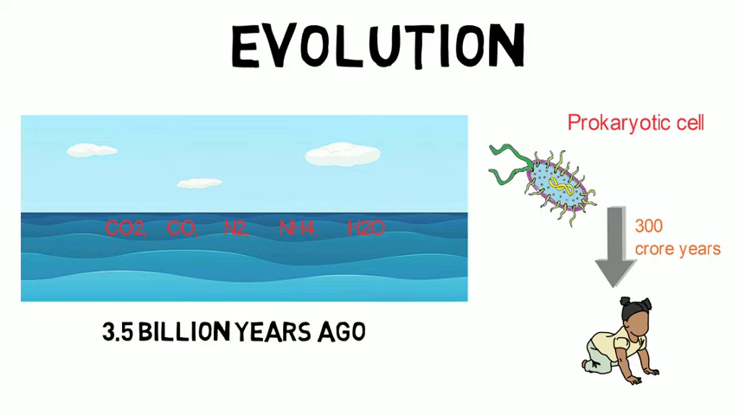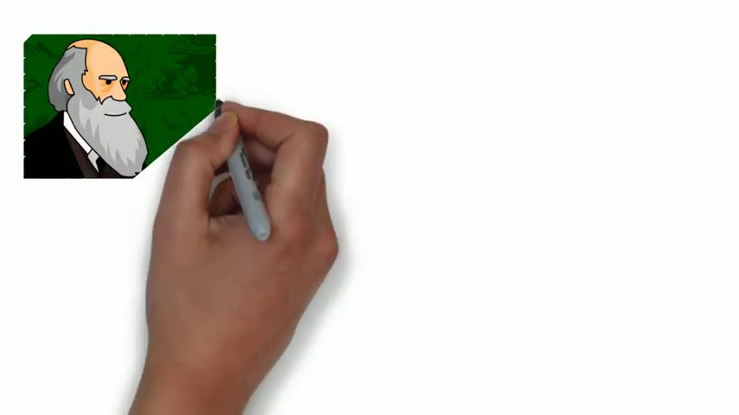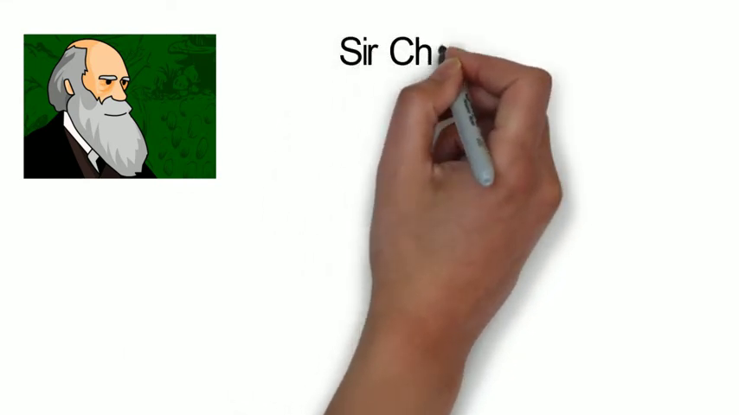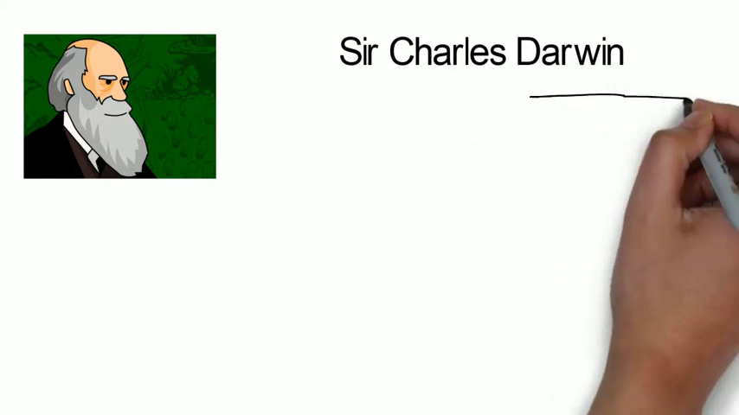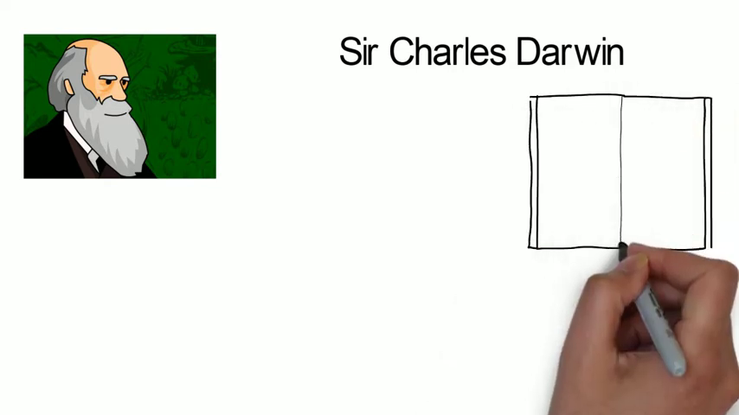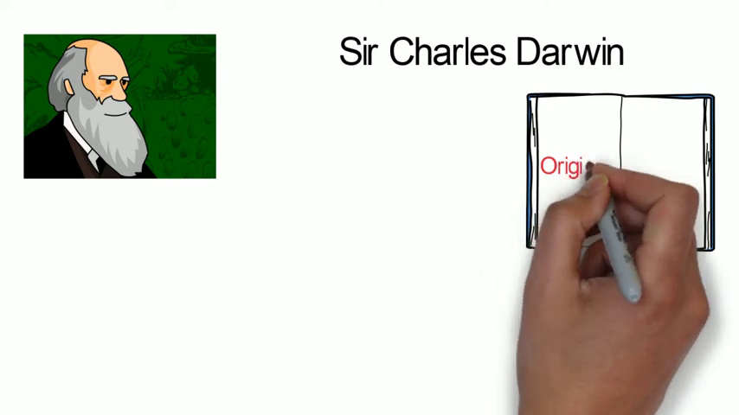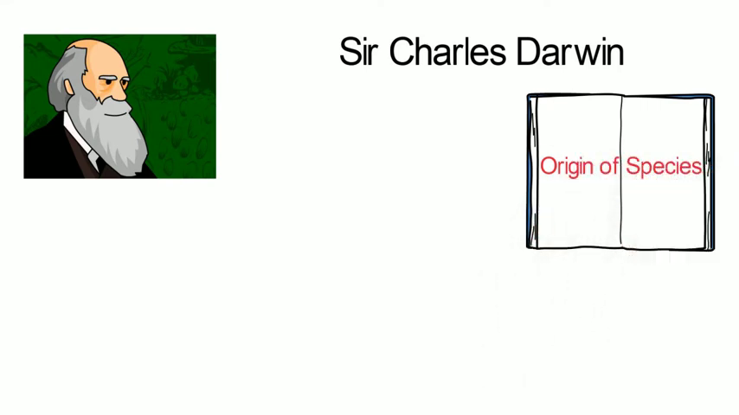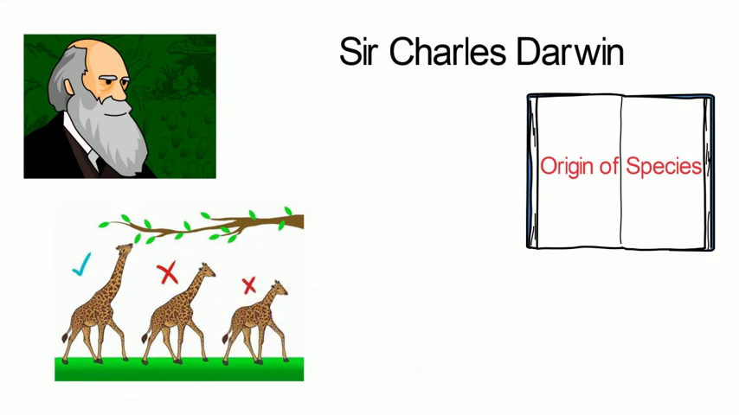In order to understand evolution, we have to understand how the theory of evolution was proposed. It was proposed by Sir Charles Darwin when he traveled to the Galapagos Islands, and there he made his observations. He wrote down all these observations and published them in a book called Origin of Species. In his book, Sir Charles Darwin explained how organisms compete with each other and only the fittest survive.